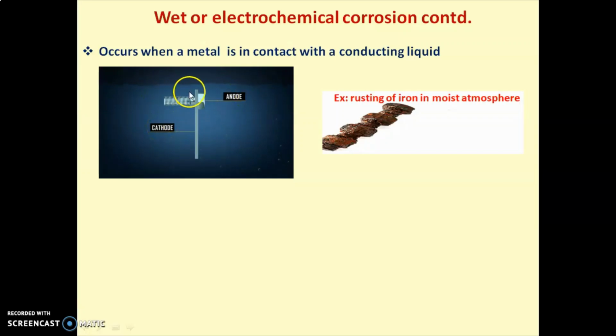What is oxidation? Oxidation means dissolution of the metal at anode. Dissolution means the metal goes into the electrolyte as ion. That means there is a loss of a metal or material here. That is nothing but corrosion. Example is rusting of iron in moist air. So the rusting of iron is nothing but an example of wet corrosion.